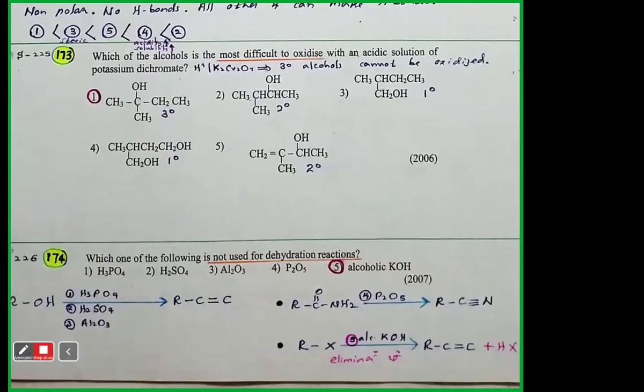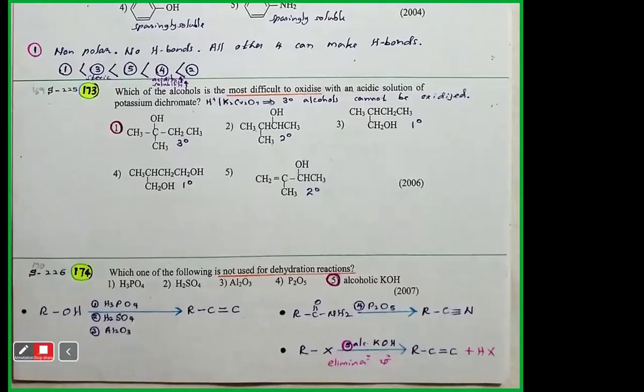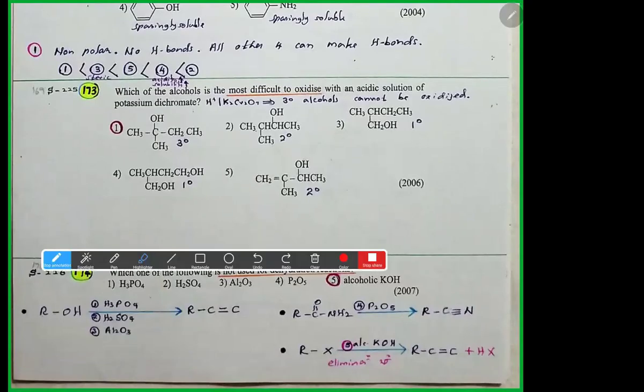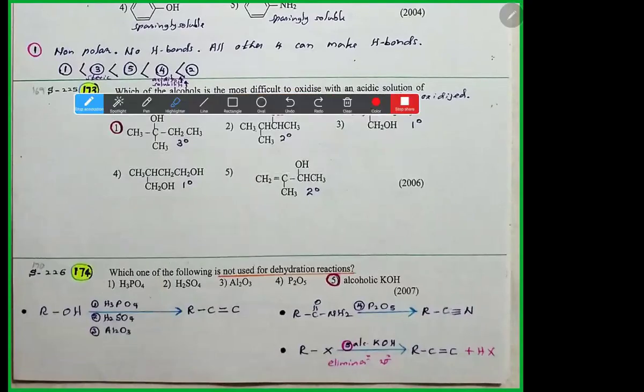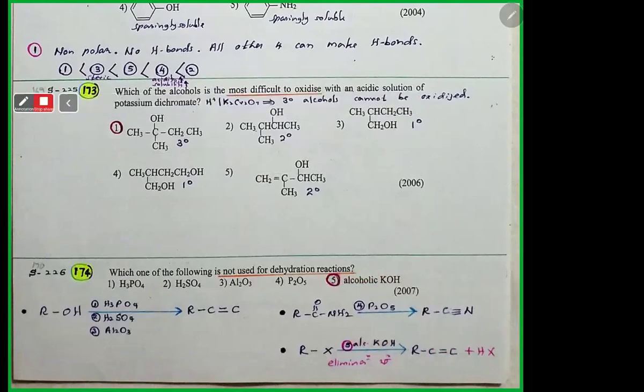Okay, 174. You can use any of these dehydrating agents, but alcoholic KOH, what does it do? Alcoholic means elimination. With alcoholic KOH, you get the double bond. That's an elimination reaction. 174, answer 5.